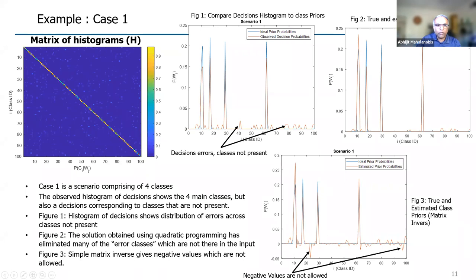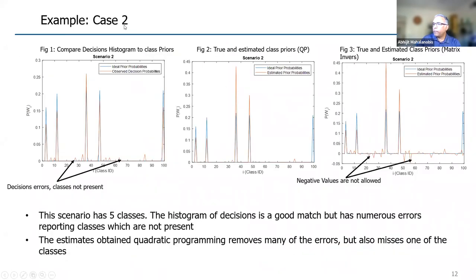Okay, now another case, this is an example where there are five classes. And this is to show you that it isn't always perfect. Of course, nothing is. But in this case, similarly, these five classes with the blue lines are present. If you just look at the naive method, which is based on the observation, then of course you still have all these possible errors, because of the misclassification. The negative values that you get with the inverse makes this method suspect. And then this one is the quadratic programming method, which has cleaned up a lot of these errors.